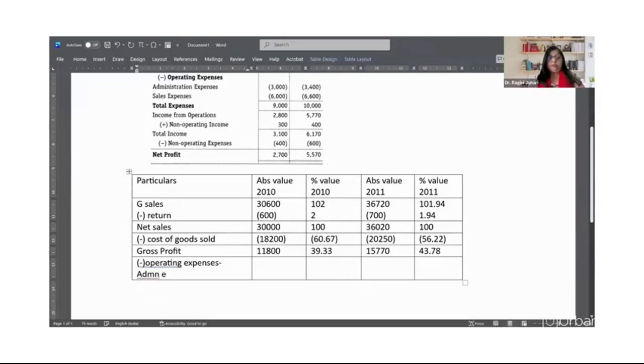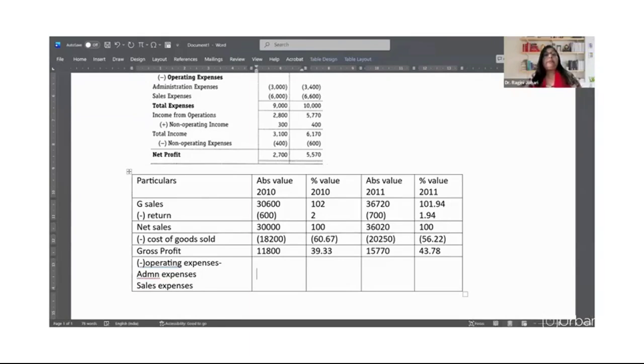We have administrative expenses and sales expenses. Let us write the numbers here. Administrative expenses for the previous year are 3,000 and sales expenses are 6,000. Likewise, for the current year, administrative expenses are 3,400, whereas sales expenses are 6,600.